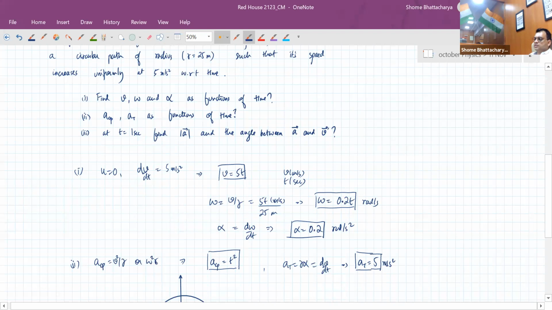So centripetal acceleration will become v square by r. So v is how much? It's 5t. So 25t square divided by r, which is 25 meters. That's how I got it as t square. For omega square r also you can write it as so.